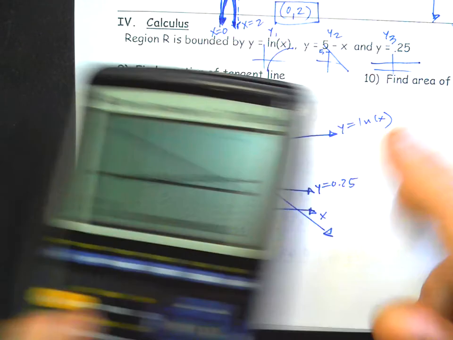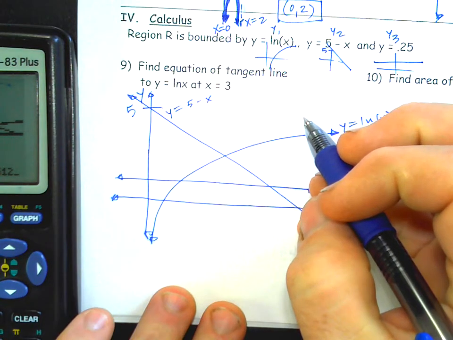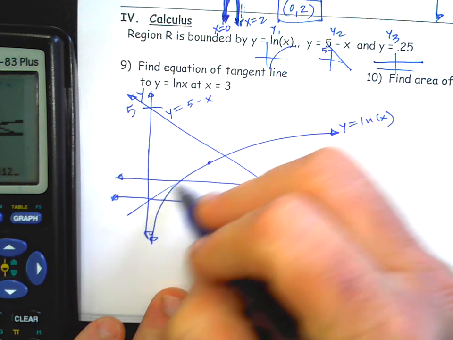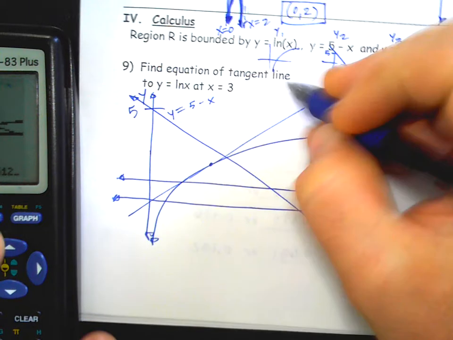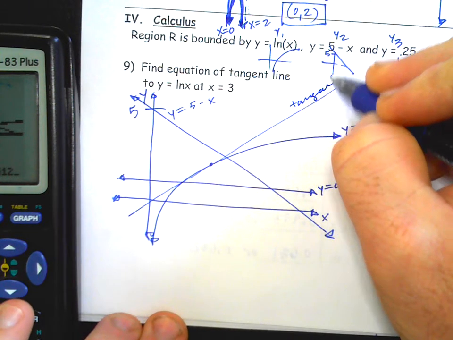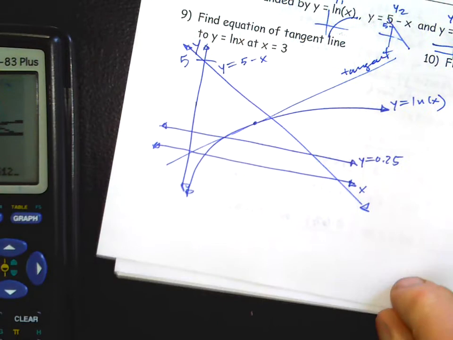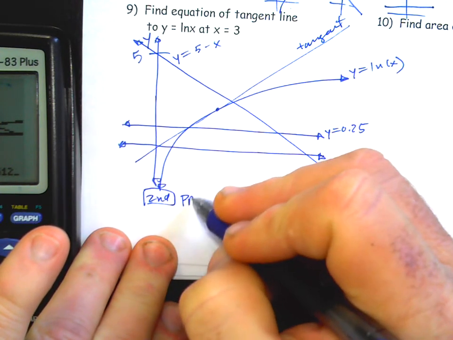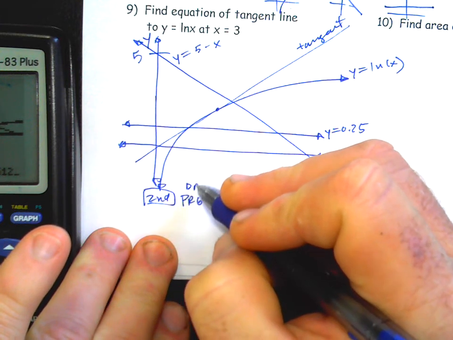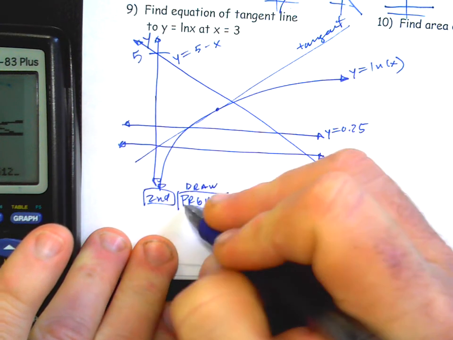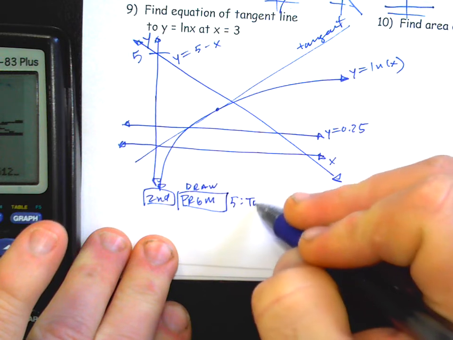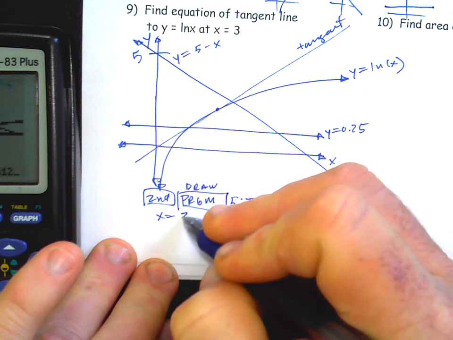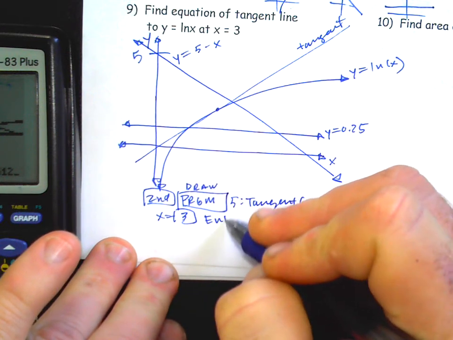So there it is. It's somewhere like around here or something. And so, anyway, I don't know if you guys are writing little notes to yourself still. Second program, draw, menu number 5, tangent, and then x equals 3 enter. So I mean, this is all the steps I took.